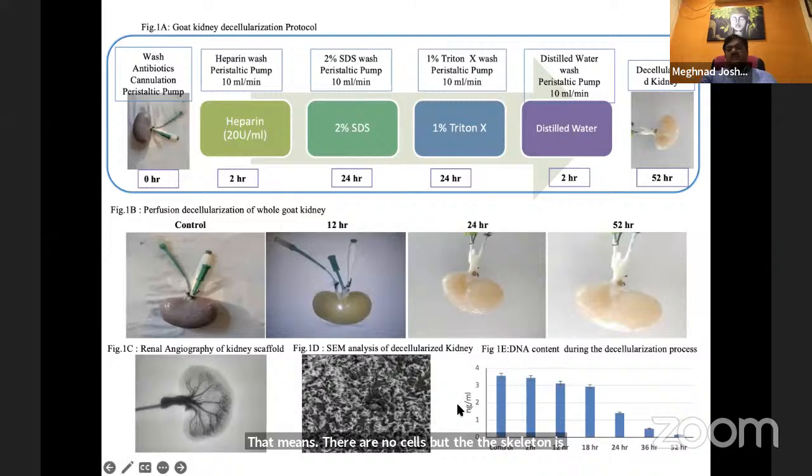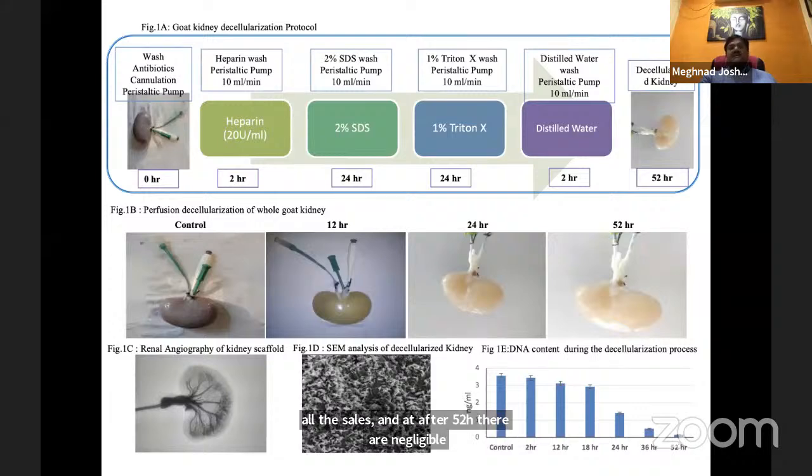We also check it by studying the DNA content. You start with the control, which is the goat kidney, and during the decellularization process you lose all the cells, and after 52 hours, a negligible amount of DNA content is found in the kidney.